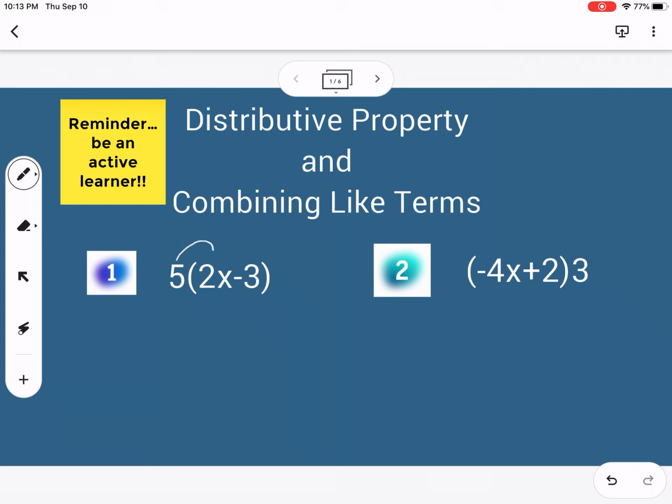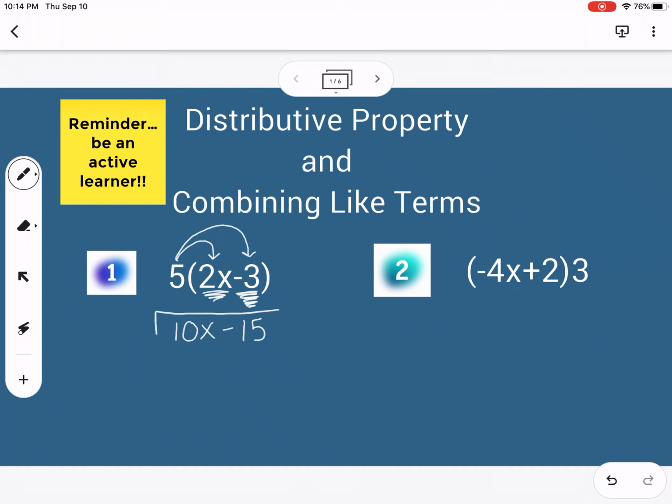So 5 times this first term, 2x. When we multiply that, we multiply the 5 times 2, which is 10, and the x just kind of carries along. So 5 times 2x is 10x. Then we're going to take the 5 and distribute it again, this time to the second term. The second term is -3. Make sure you see it as a -3. So 5 times -3 is -15. And this is your final answer.